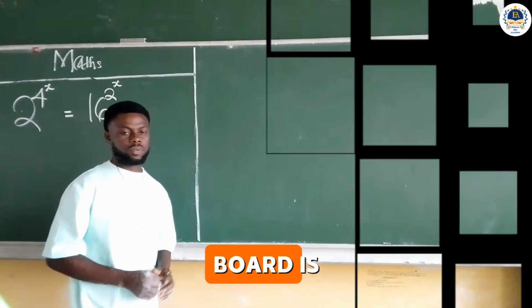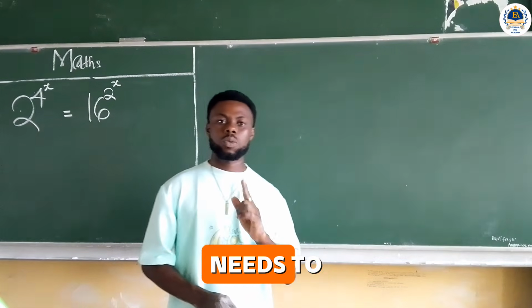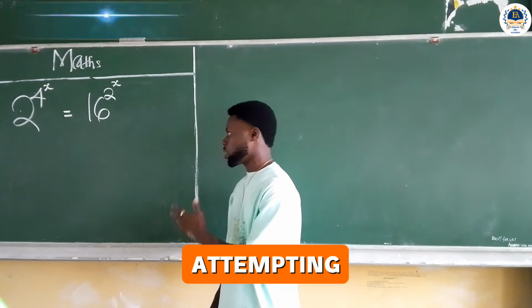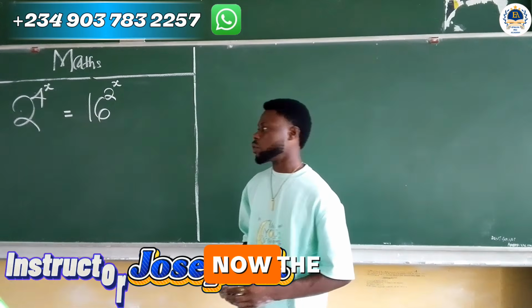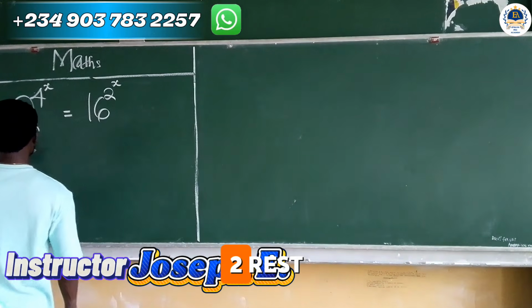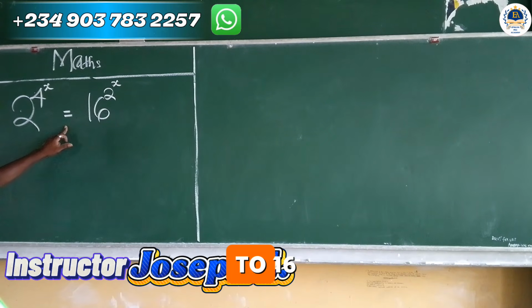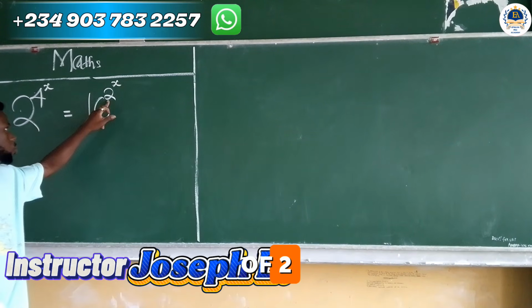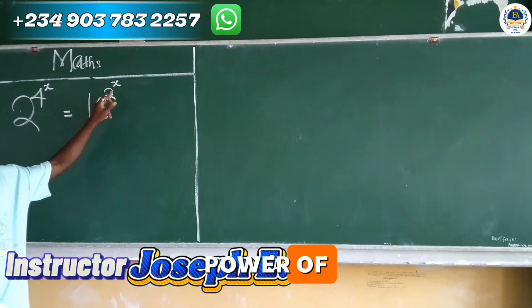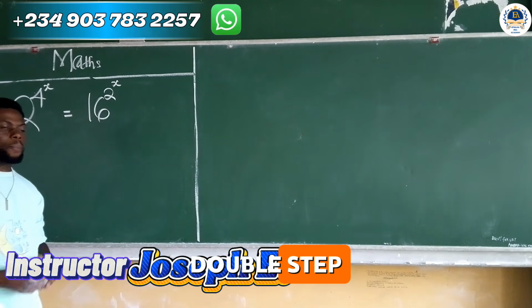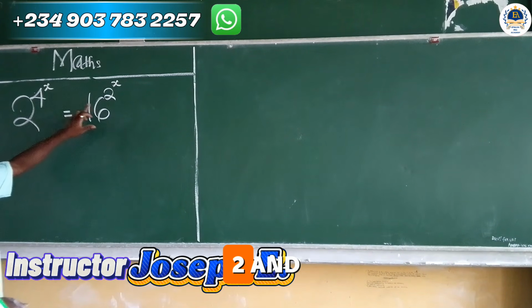This question on the board is very simple, but one needs to be very careful when attempting such a problem. Now the question is 2 raised to the power of 4, and 4 is raised to the power of x, which is equal to 16 raised to the power of 2, and 2 is raised to the power of x. Double step powers 1, 2 and 1, 2.